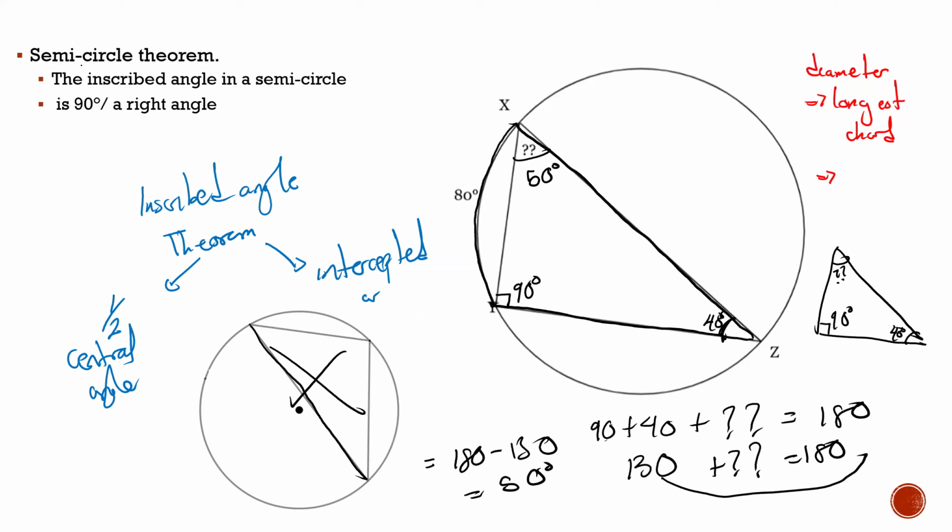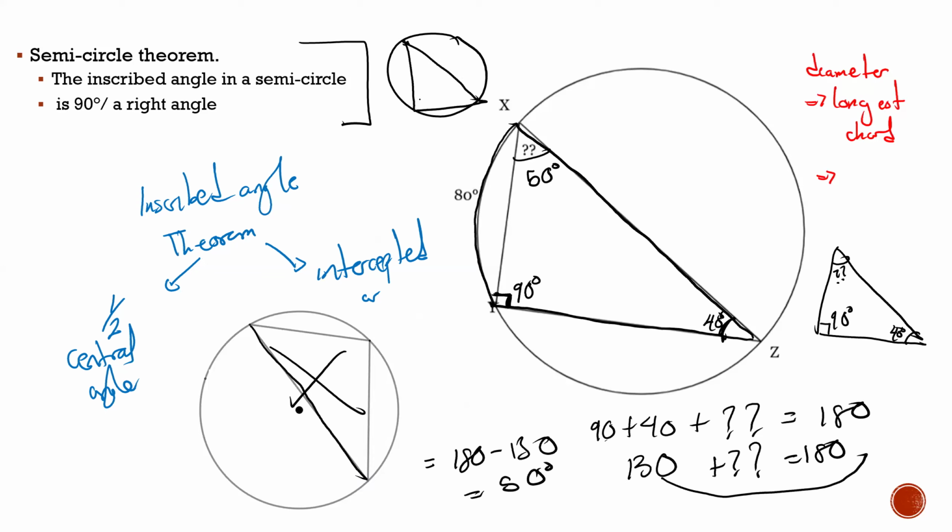All right, so what we did here was we applied the semicircle theorem. So as long as this is a semicircle, the inscribed angle is always 90. All right. So sometimes they won't say it, they'll just draw a circle, maybe divide it into half, and then have something like this.